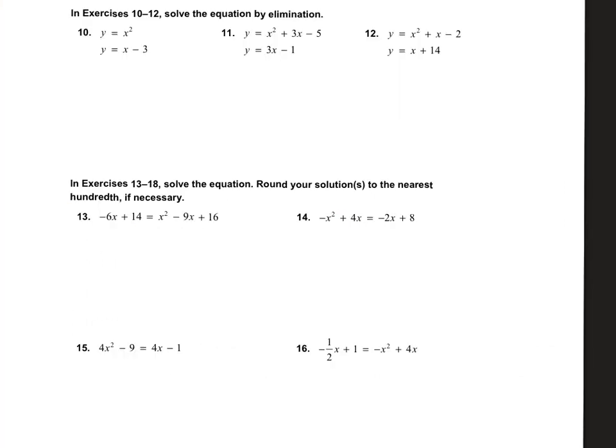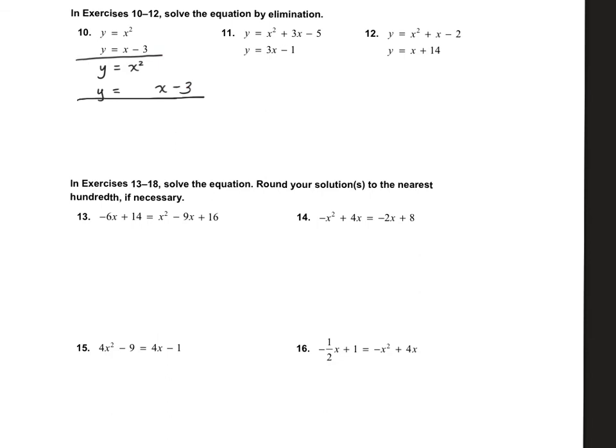In the next 3 problems, we need to solve using elimination. So you'll notice that things are not stacked correctly. So I'm going to rewrite both of these. So we have y equals x squared, and then I'm going to put y equals, and I'm going to move the x minus 3 here because I want to put a column that has the squareds, one that's just x, and then one that's the numbers.